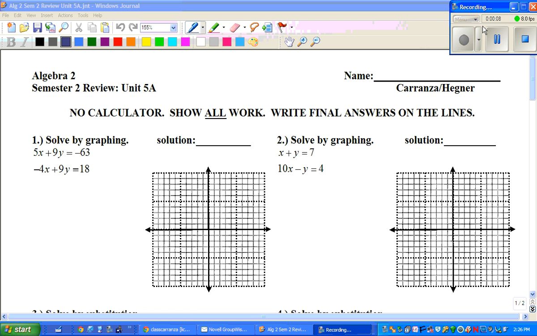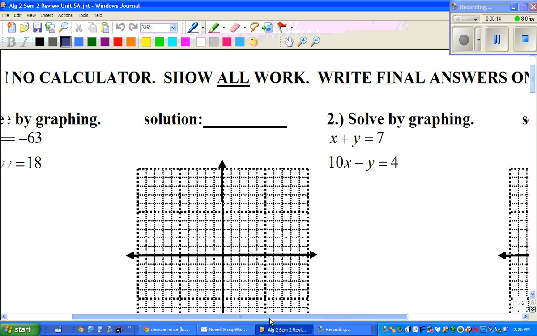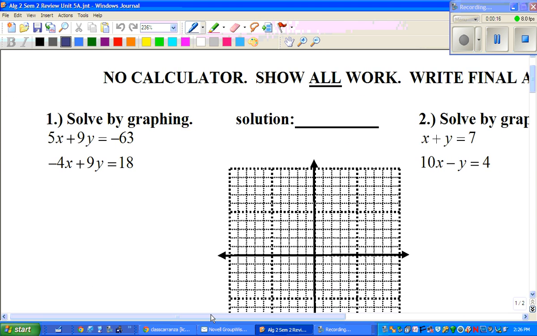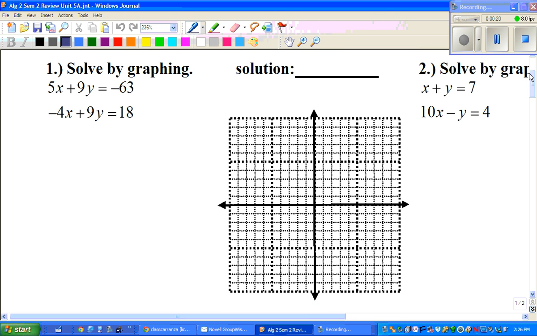Remember, this is no calculator. Show all your work and write your final answers on the line. We're going to zoom in, and once again, just like yesterday, we're only going to worry about the odds. Okay? So the first one says to solve by graphing.